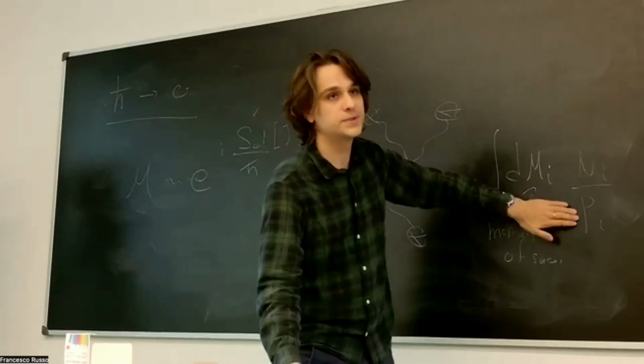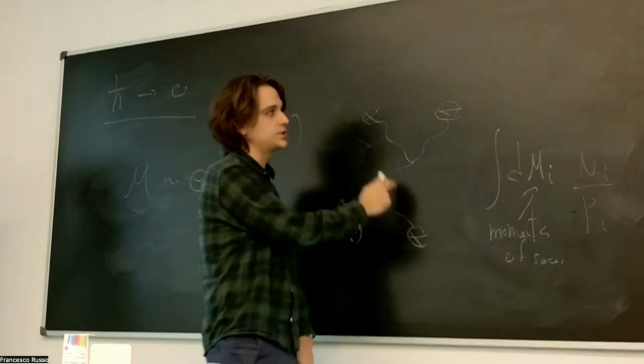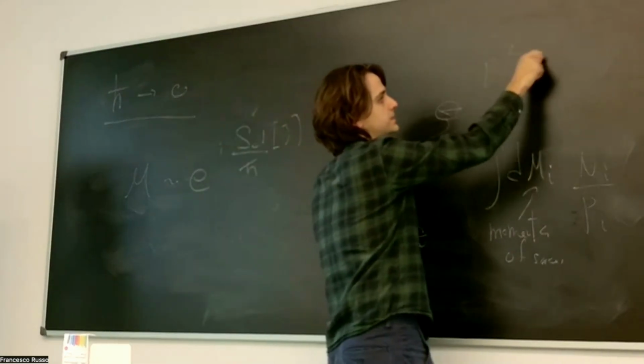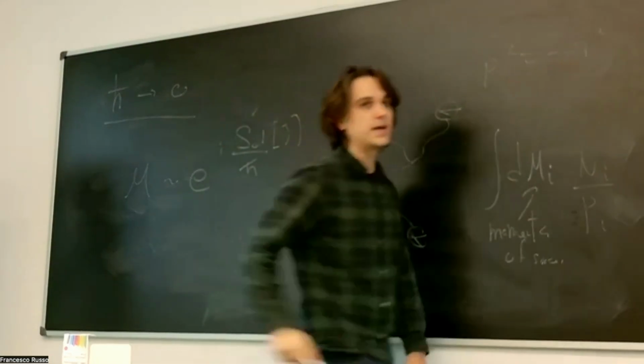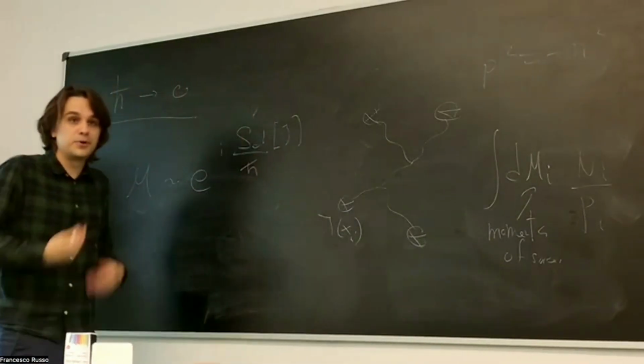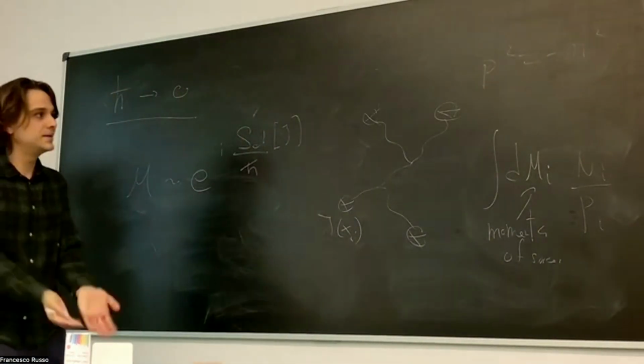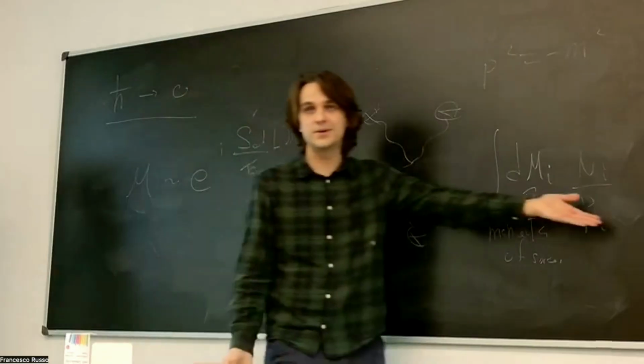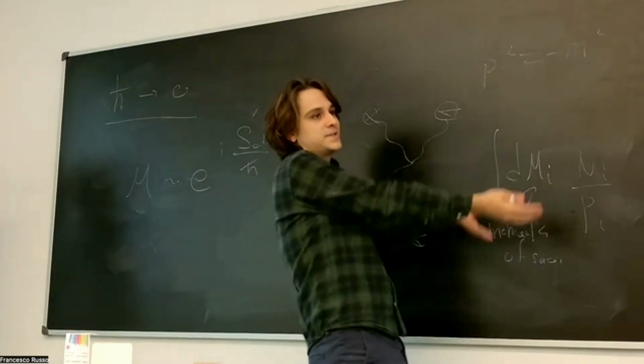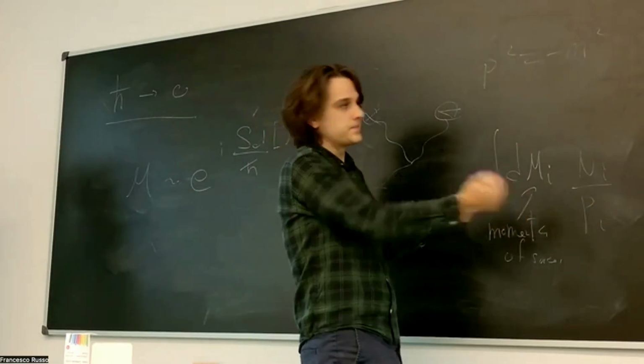So as long as this thing can go to 0, so as long as one of these legs can go on shell, so one of these legs can satisfy p squared equals minus m squared, this is the Einstein relation. So as long as you can produce a particle, then you can have a singularity in this integral, and hence you should have some interesting transcendental form.